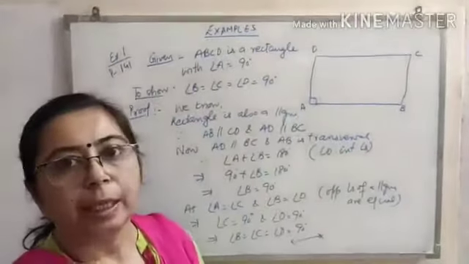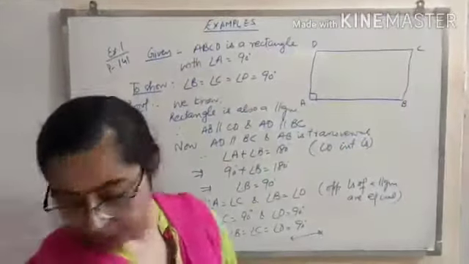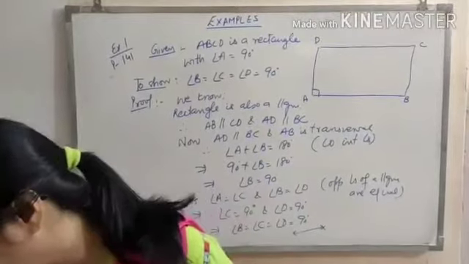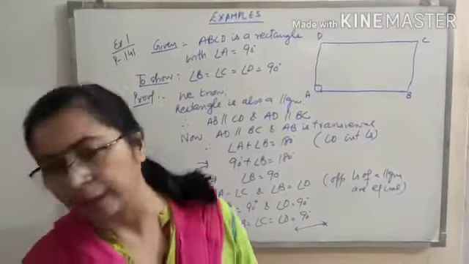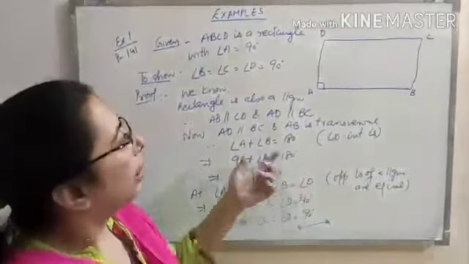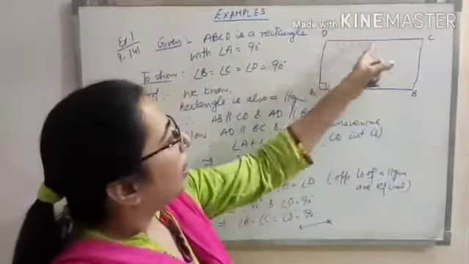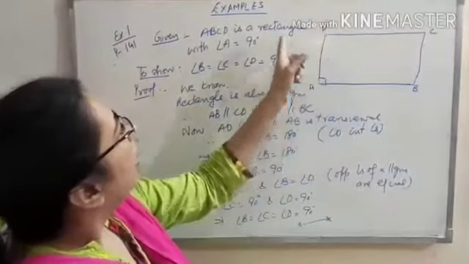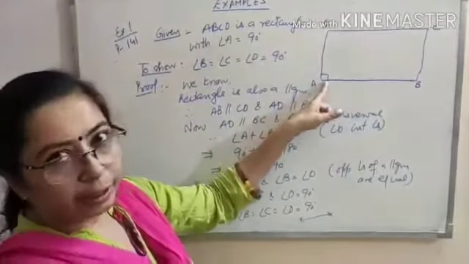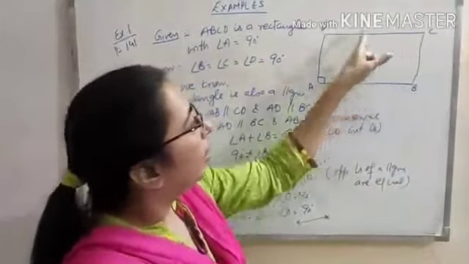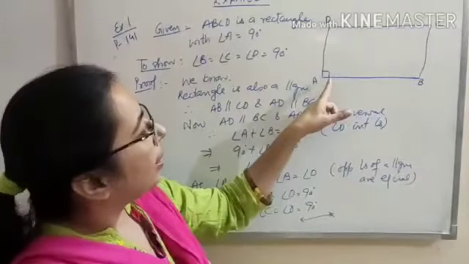Now we start with the examples. First example, you have to show that each angle of a rectangle is a right angle. You are given a rectangle, ABCD is a rectangle with angle A 90 degree. You have to show that each angle is 90 degree.